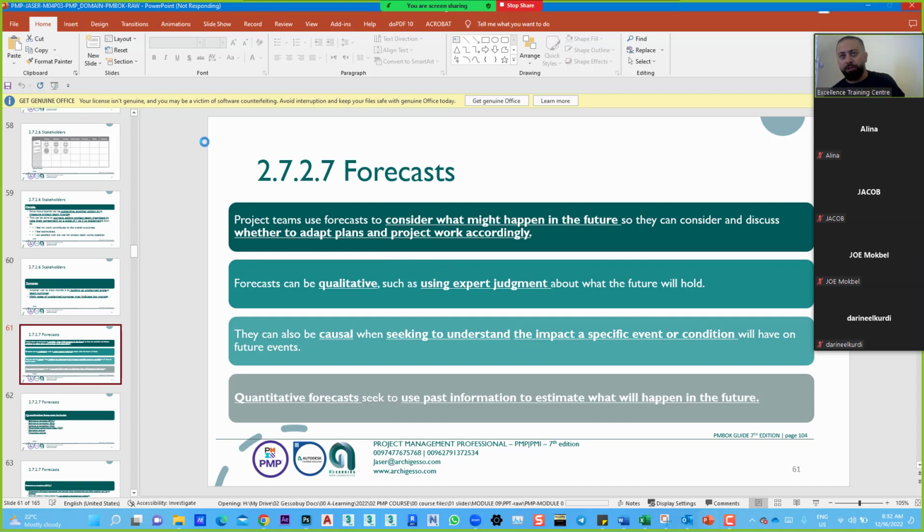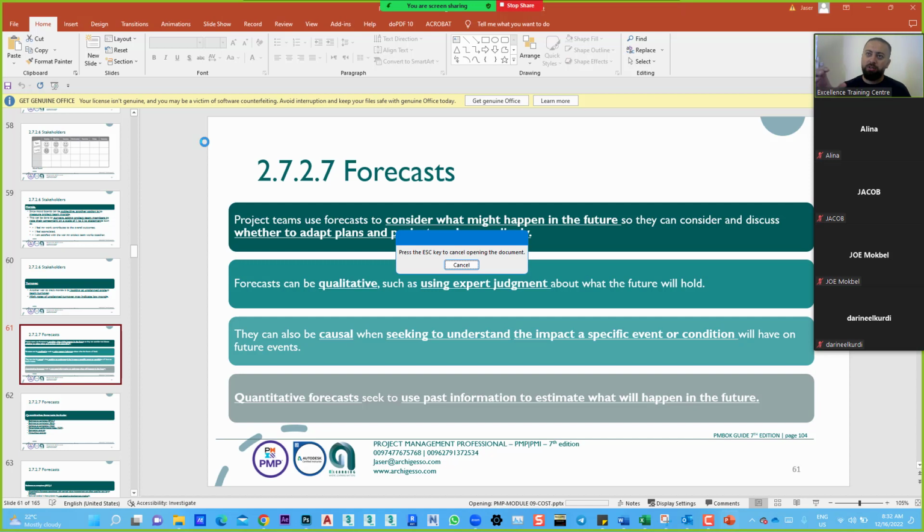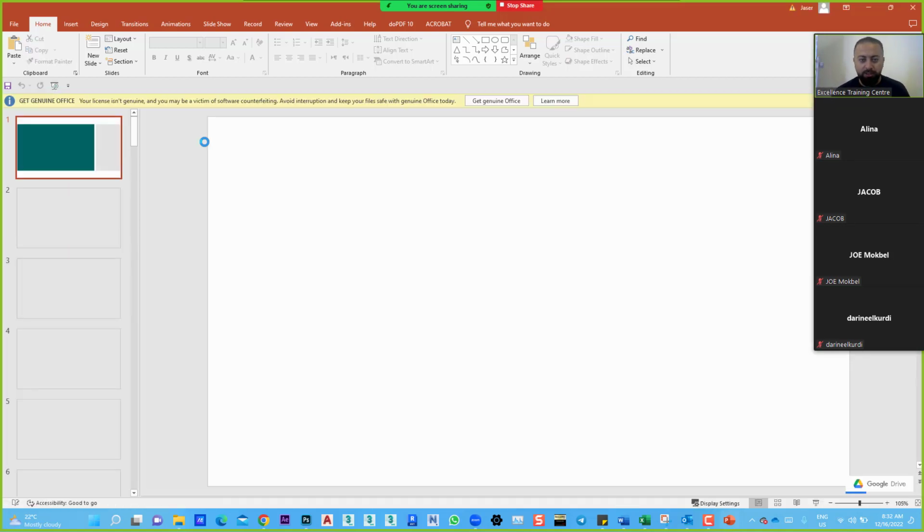This is from the 6th edition, actually. From the 6th edition, you will find all the equations in one table, and that table will tell you what the equation is, why it is used, and what the meaning of the results is. So if it's more than one, what does that mean? Less than one, what does that mean? What is the budget at completion? What is the budget to complete? And what is the TCPI, and so on. Cool. Let's wait until it opens.